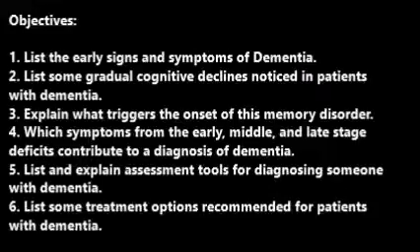Objectives. List the early signs and symptoms of dementia. List some gradual cognitive declines noticed in patients with dementia. Explain what triggers the onset of this memory disorder. Which symptoms from the early, middle, and late stage deficits contribute to a diagnosis of dementia? List and explain assessment tools for diagnosing someone with dementia, and list some treatment options recommended for patients with dementia.